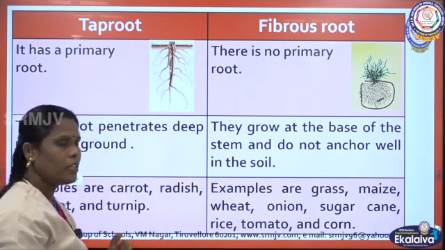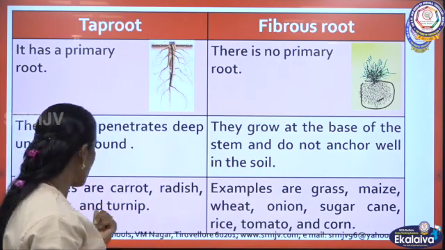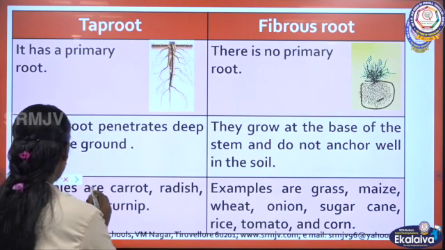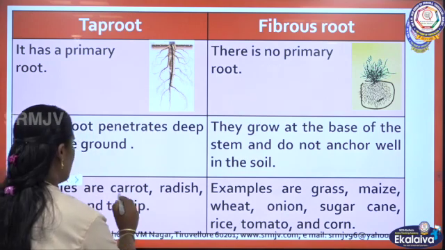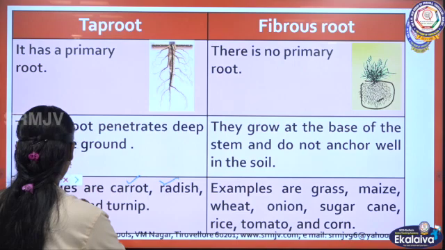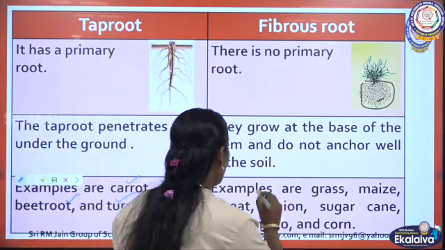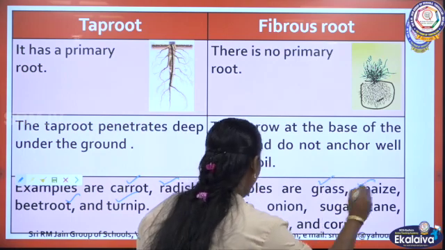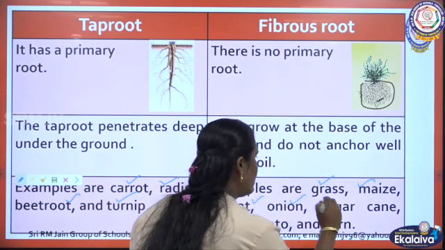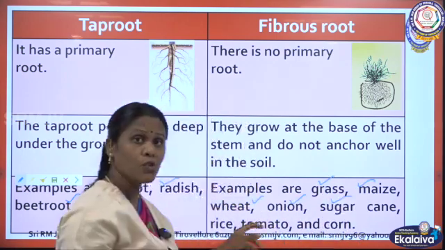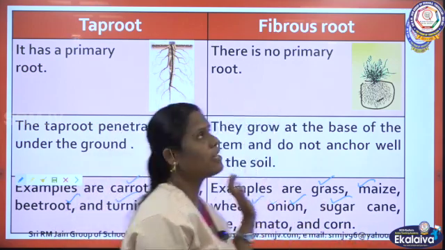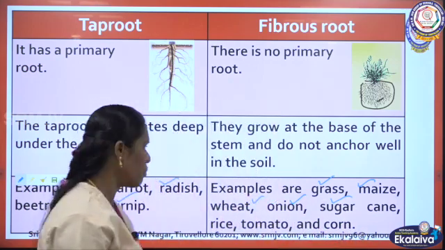Next, what are a few examples? Carrot, radish, beetroot and turnips are examples of taproot. Grass, maize, wheat, onion, sugarcane, rice, tomato and corn are examples of fibrous root.